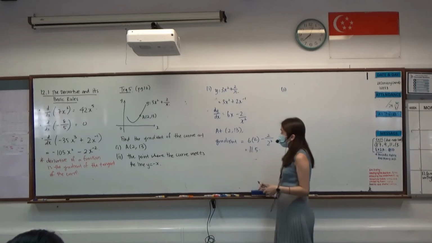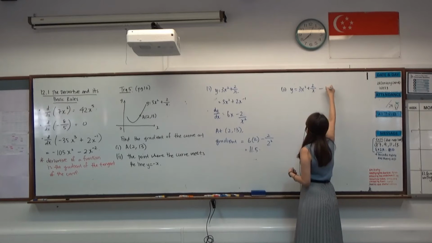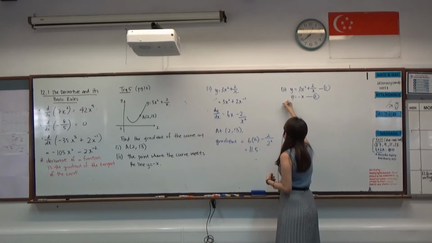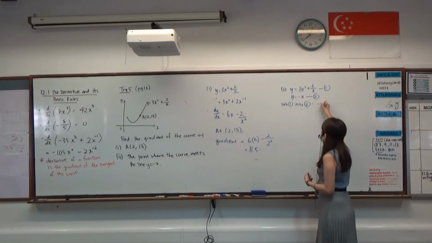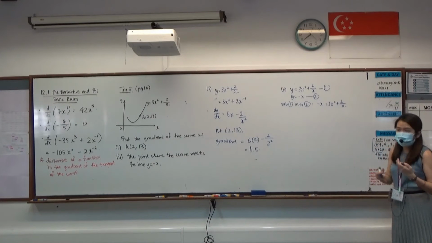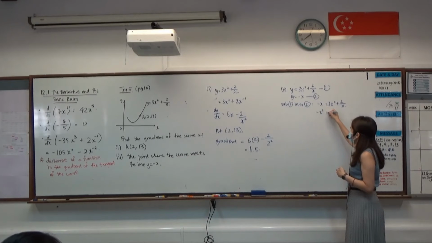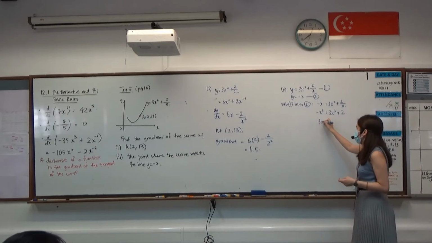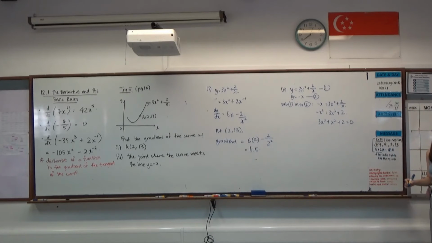Having our y equals to 3x squared plus 2 over x as equation 1 and y equals to negative x as equation 2, we will sub 1 into 2. So negative x equals to 3x squared plus 2 over x. Want to get rid of the fraction, the denominator, so multiply the whole equation by x. And we arrive at a tricky situation, that is having a cubic equation.